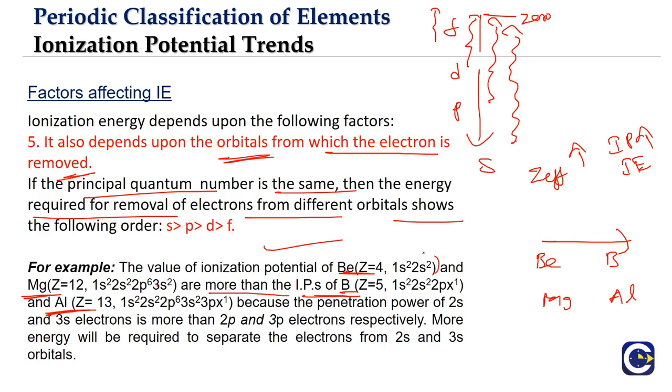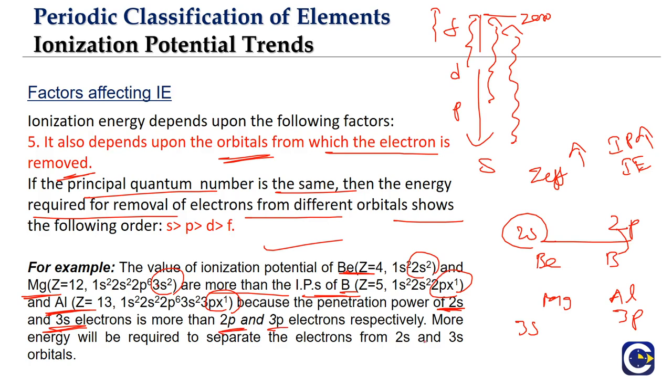Beryllium, what is this arrangement? The outermost is 2s2. Magnesium, the outermost is 3s2. What about boron? The outermost is 2px1. Aluminum is 3px1. So in the case of beryllium, we are trying to remove an electron from 2s. In the case of boron, from 2p. In the case of magnesium, from 3s. In the case of aluminum, from 3p. Remember, the 2s and 3s will be penetrating more towards the nucleus than 2p and 3p, which means what?